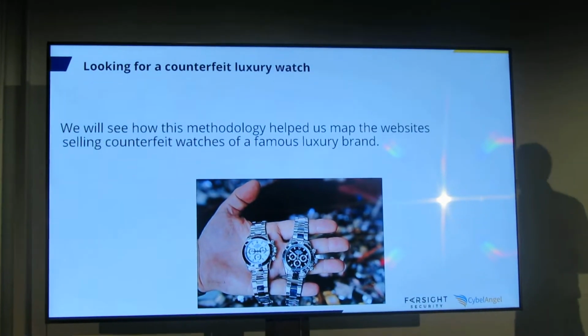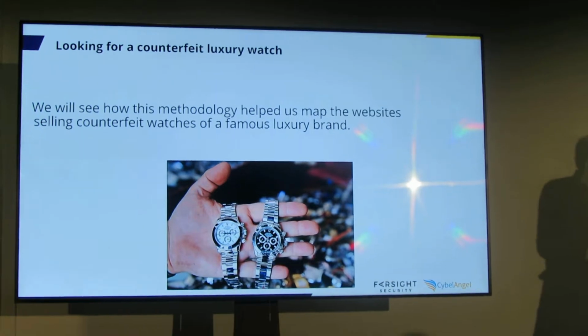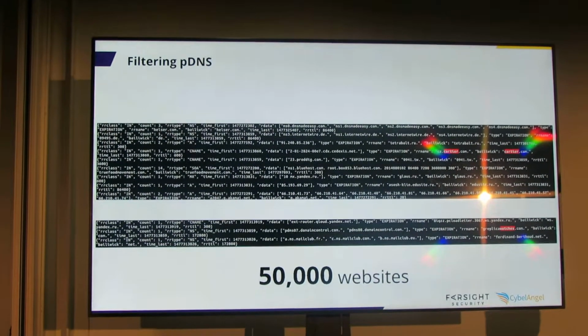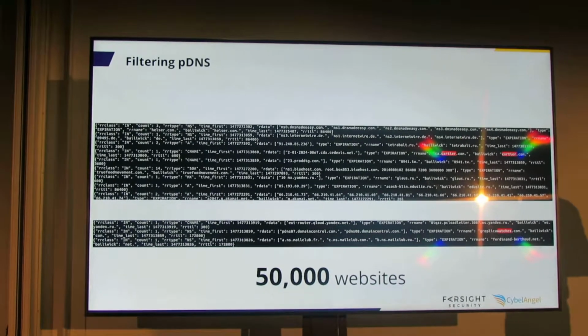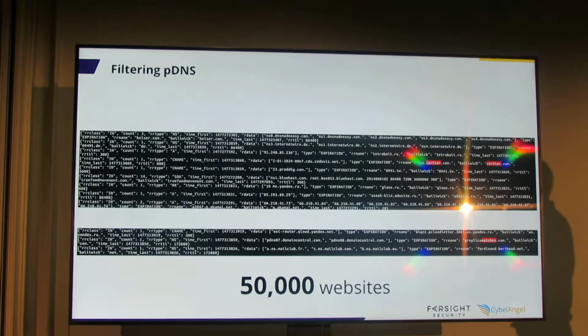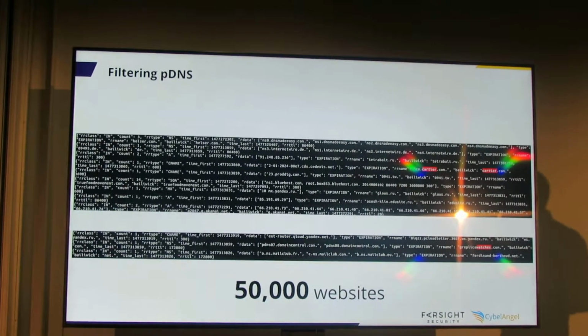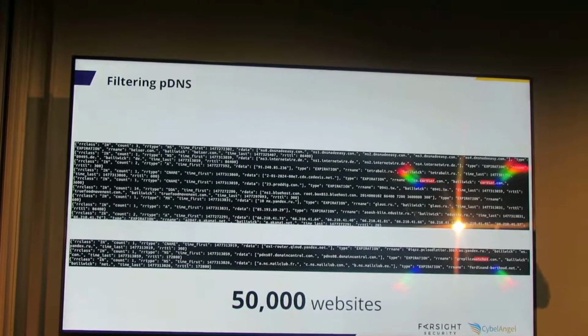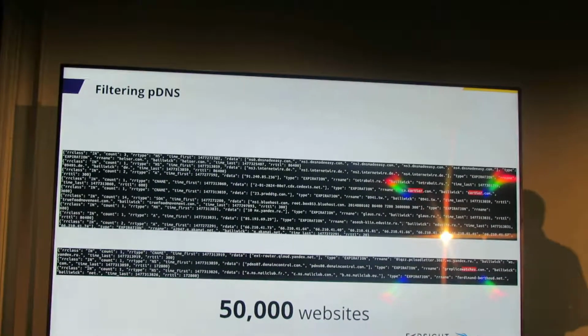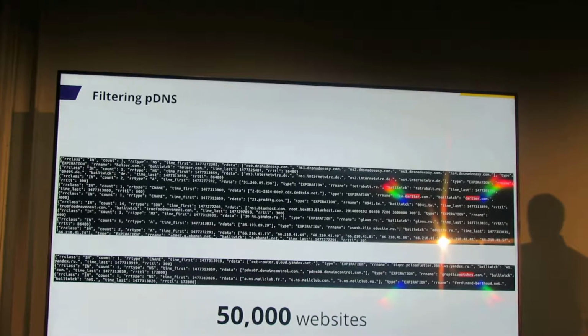So what do I do? First, I subscribe to Farsight's passive DNS data feed. I receive JSON data like this, all the DNS lookups. And I first look for the brand-specific keywords. Here, that would be Cartier. Then I look for generic keywords, for example, watches. And after a couple of days, I've already set aside 50,000 pretty good candidates of websites selling counterfeited versions of Cartier watches.